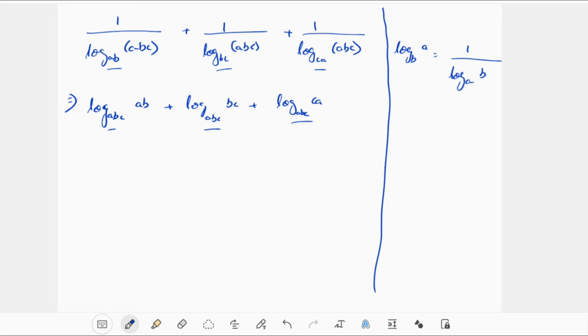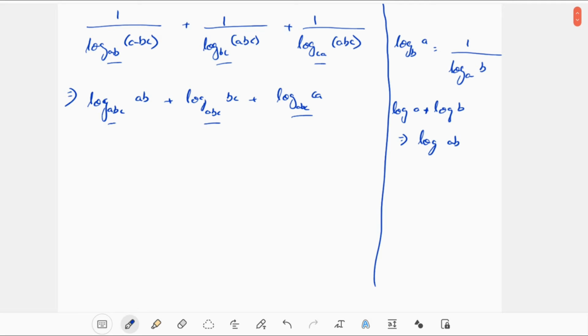The second rule that we are going to apply now is, we see here it is of the form log A plus log B. Here, when we are adding two logarithmic values having the same base, it simply means that I can take log of the product of those numbers, log AB. Okay. So since the base is common here and we are having addition of each of these log values, I can simply take logarithm to the base of ABC for the product of all these three. That is AB into BC into CA.